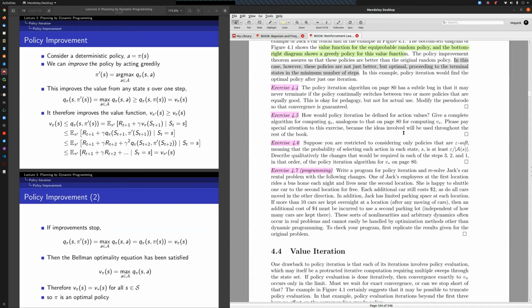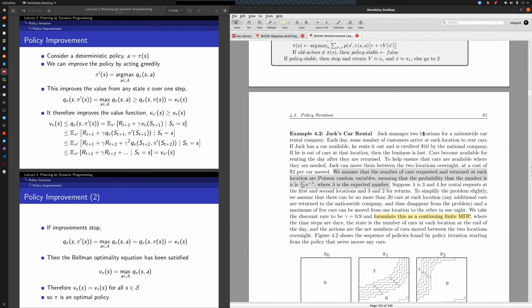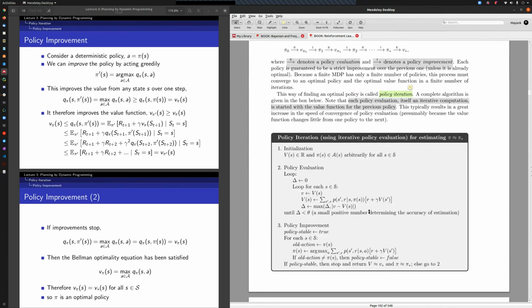Okay, so let's try to quickly go through what is required. The policy iteration algorithm on page 80 has a subtle bug in which it may never terminate if it continuously switches between two or more policies that are equally good. Modify the pseudocode so that convergence is guaranteed. Page number 80. Okay, here.